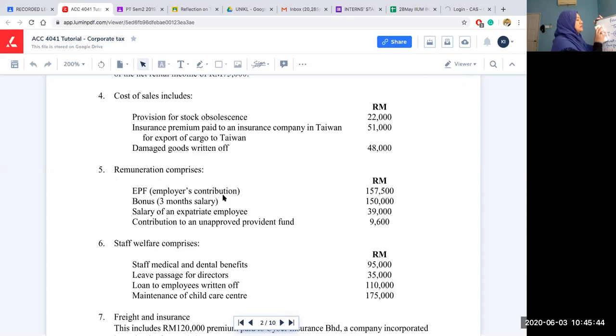Is it allowable? Provision accounts. Any idea? No idea? Hey. Mesti dah tahu provision accounts. Not allowed, madam. Okay, generally should be allowable ke tak? General, not allowed. Not allowed. Why? Kenapa? Because sebab dia provision. Apa sebab provision?